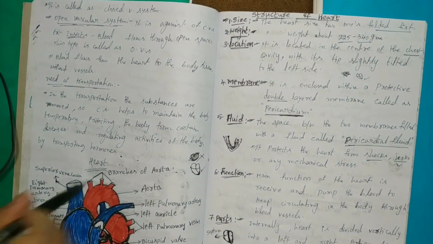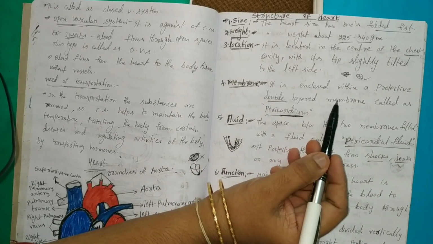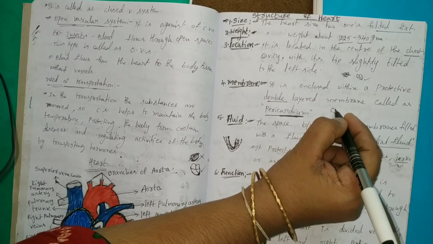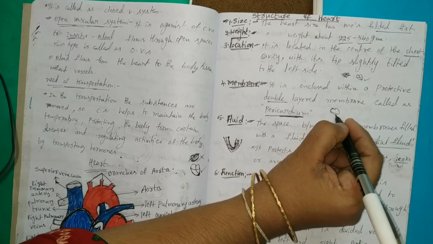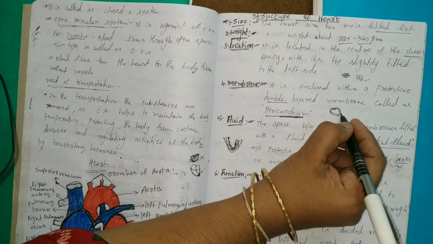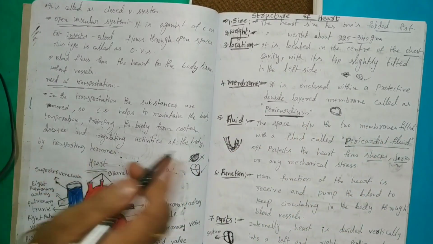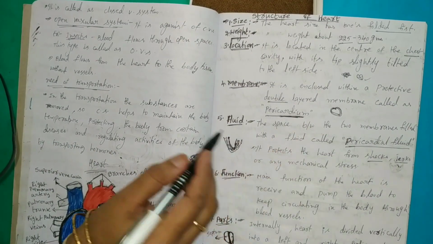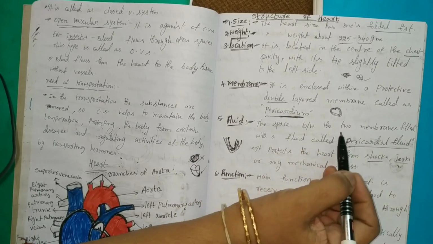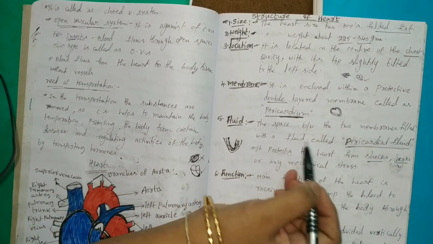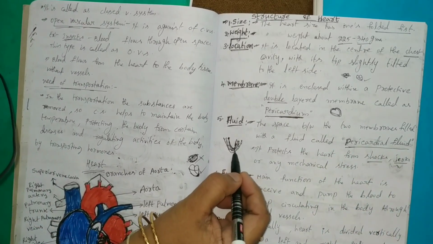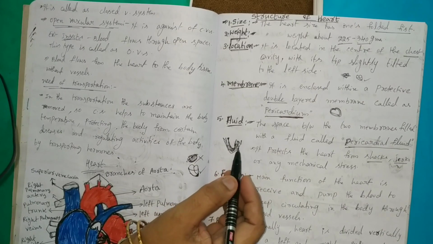Next, membrane. It is enclosed within a protective double-layered membrane called pericardium. Double-layered means two layers. Heart is covered by two layers. So these layers are called membranes. So the membranes are called pericardium. Next, fluid. Fluid means liquid. The space between the two membranes is filled with a fluid called pericardial fluid. So this fluid is called pericardial fluid.